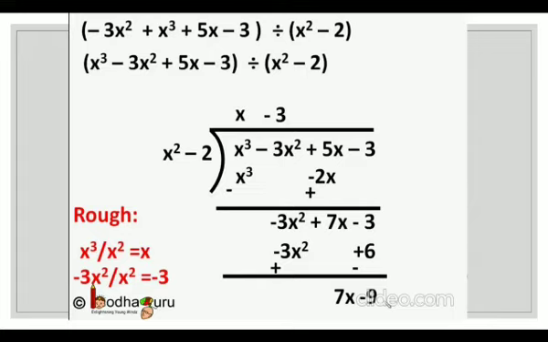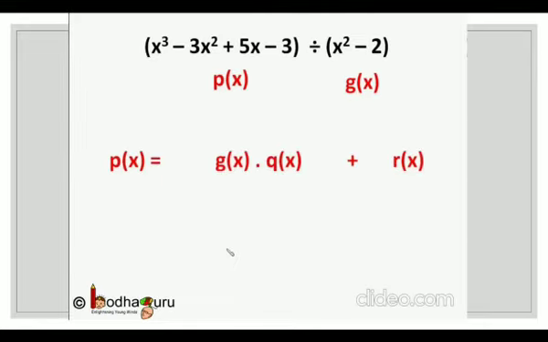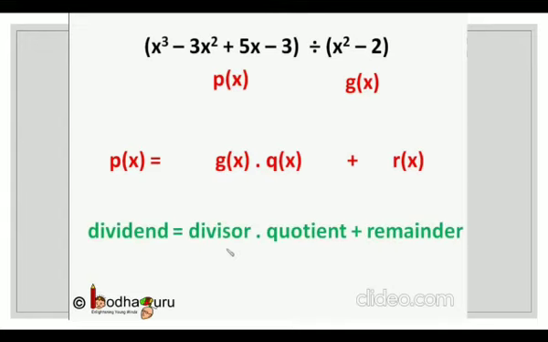So the division steps of a cubic polynomial are the same as what we learned for a quadratic polynomial. So we can say when we divide a polynomial p(x) by another polynomial g(x) and we get q(x) as the quotient and r(x) as the remainder, then p(x) is equal to g(x) into q(x) plus r(x). That is, dividend is equal to divisor into quotient plus remainder.